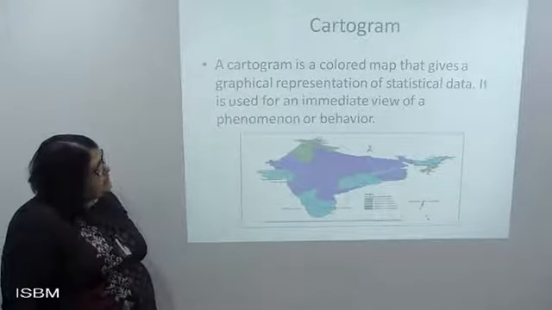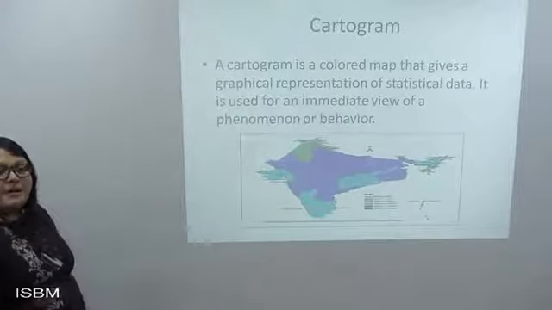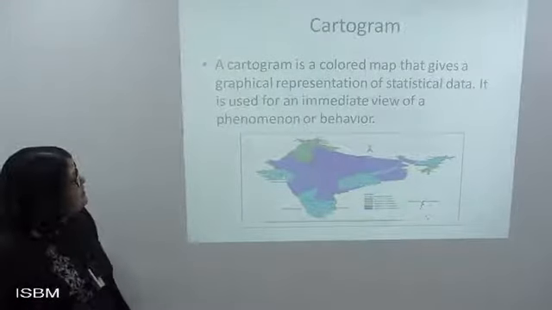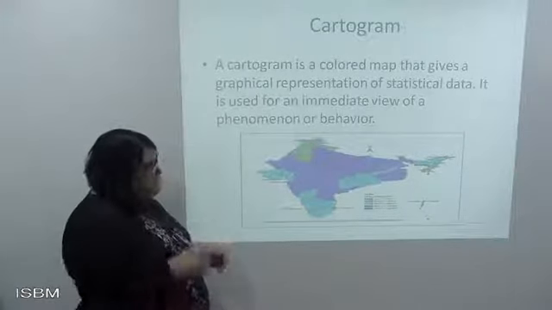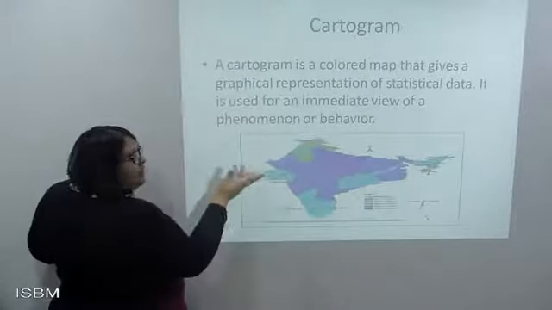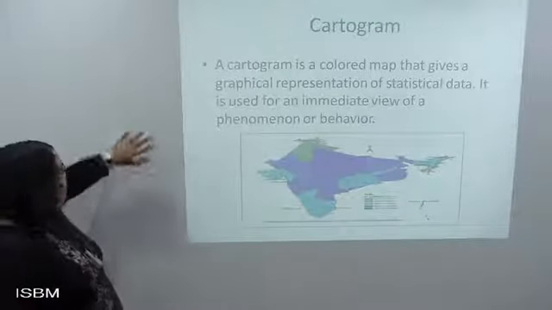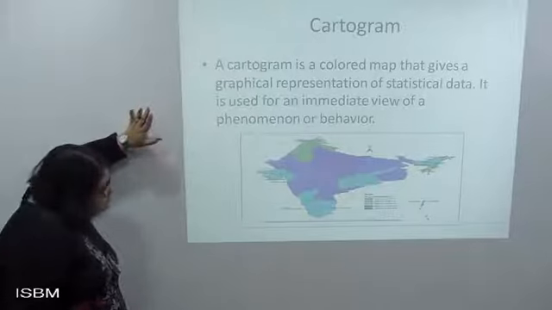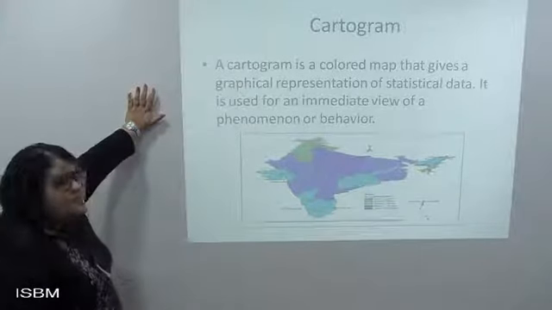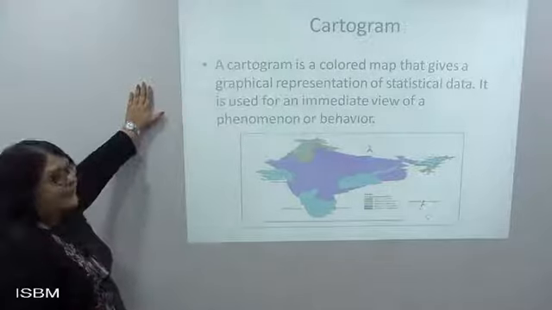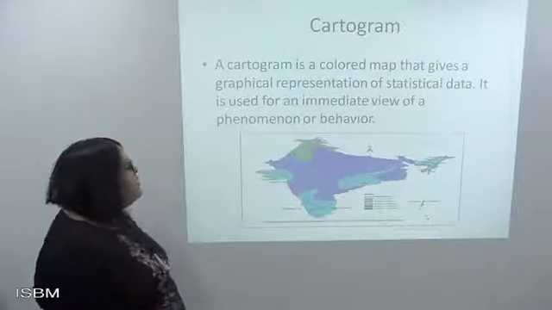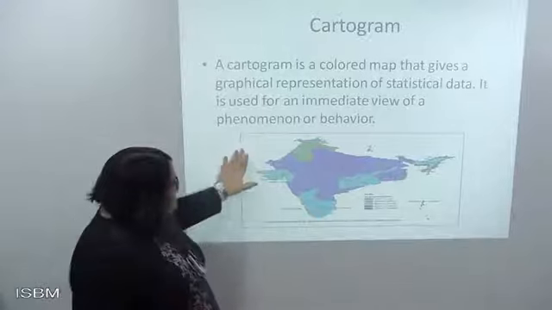Now a cartogram is a colored map. Why is it colored? Because it will distinctly show you the differences in your data. Then it gives you the graphical representation of the statistical data. So this is the population of India. Now if you were to give me a graphical representation of the difference between the different states of India, you will do an ethnographic study, and the results of the ethnographic study will be displayed via the use of a cartogram. So basically this is the map of India.